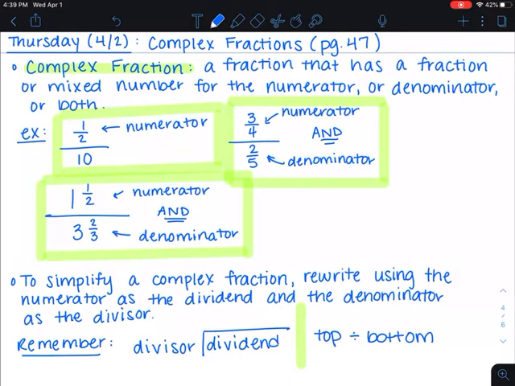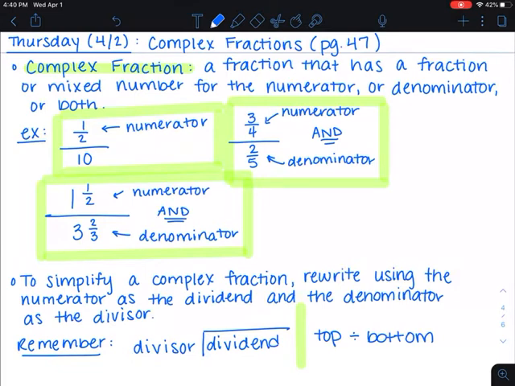Today we're going to look at section 2.8. It's on page 47, and it's about complex fractions. A complex fraction is a fraction that has a fraction or a mixed number for the numerator, the denominator, or both. So I have 3 green boxes here. All 3 of them are examples of a complex fraction.